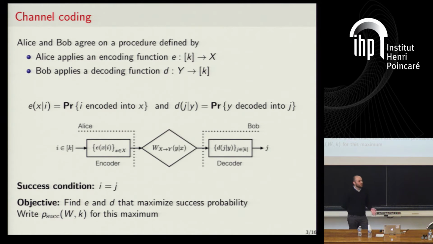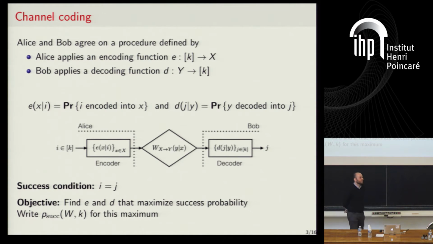It will be useful here, especially when we talk a bit about the quantum setting, to look at the randomized version, to allow Alice and Bob to have randomized encoding and decoding, even though it's actually not helpful to improve the success probability. But for notation, it's nicer, especially for the quantum version. So I'll denote by E of X given I the probability that I is encoded into X, and same for the decoder, D of J given Y, the probability that I decode J given Y.